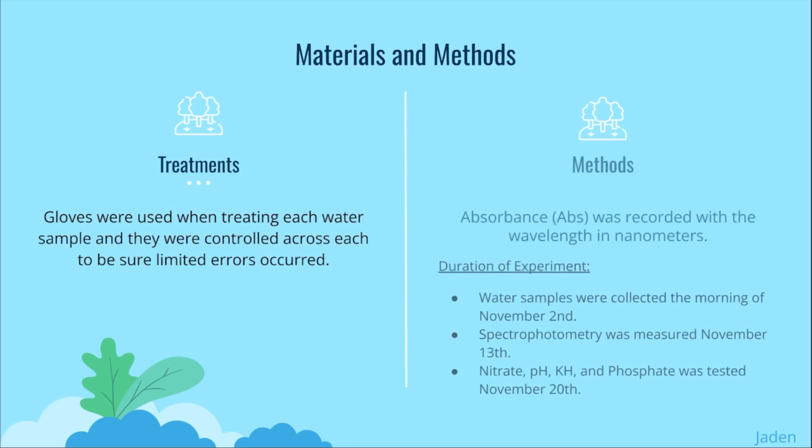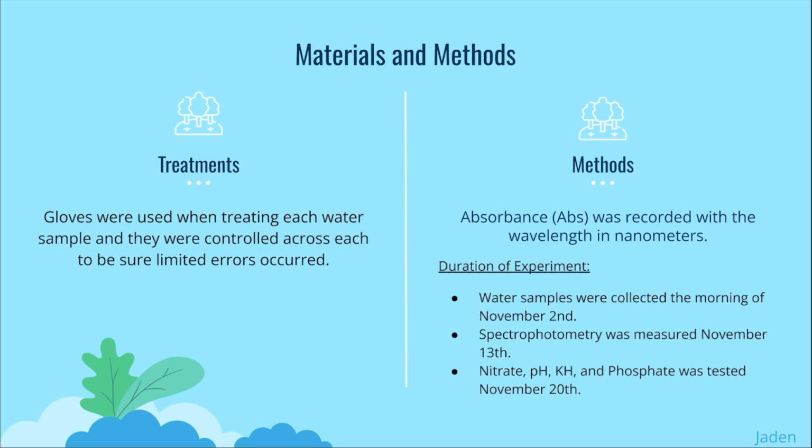For the treatments of the samples, gloves were used during the treatment of the water samples, just to make sure that any contamination didn't occur in the water samples, to try to limit the errors. And then the methods that we used, absorbance, to better record the turbidity in each of the waters, and that was measured in nanometers. Absorbance is a measurement of how much light is absorbed by a substance at a specific wavelength. So the duration of the experiment was over about 3 weeks.